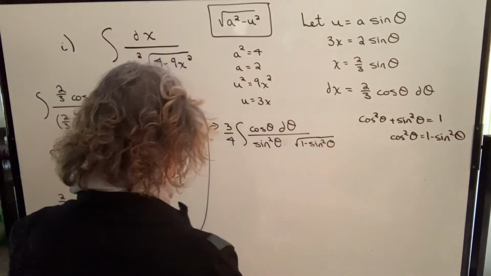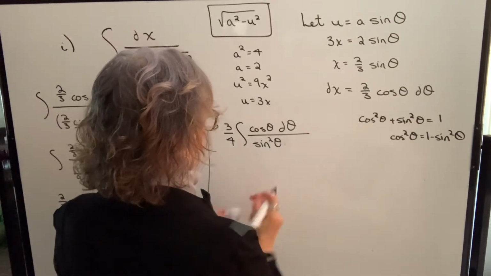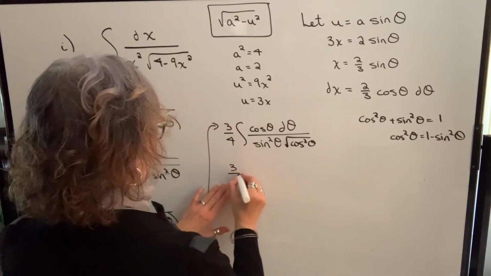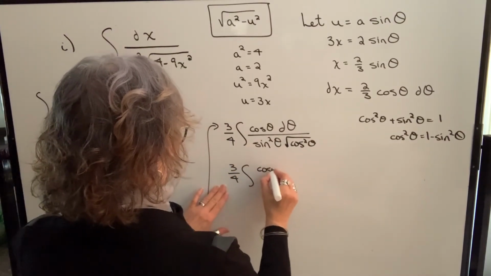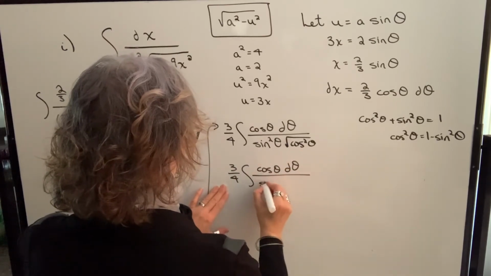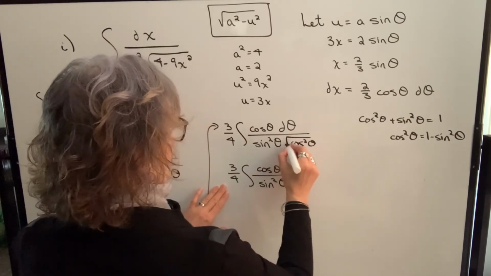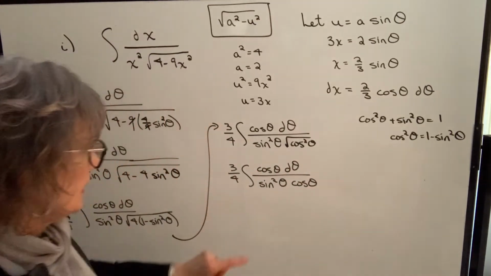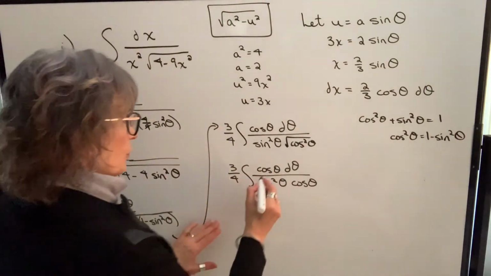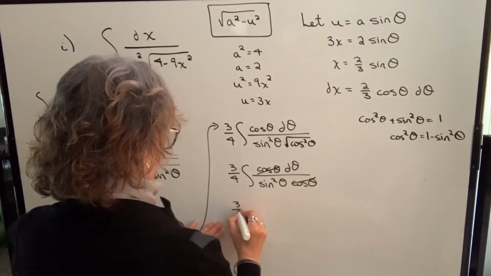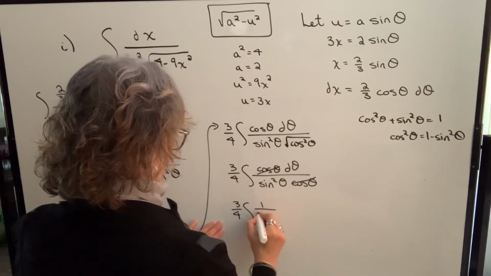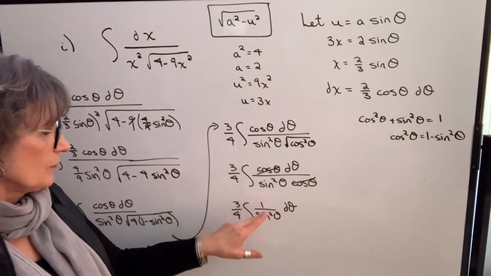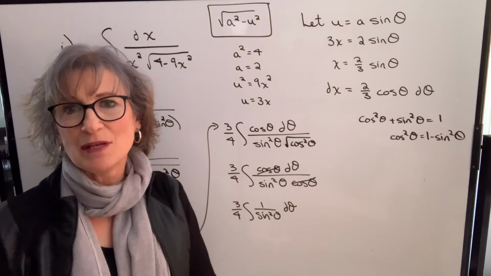So I'm going to replace this with cos squared theta. So I'll have square root of cos squared theta. Now, square root of cos squared theta can be written as cos theta. We can cancel a factor of cos theta out of the numerator and the denominator. And I can replace 1 over sine squared theta with cosecant squared theta, one of my basic trig identities.